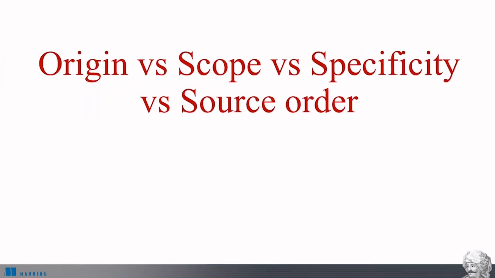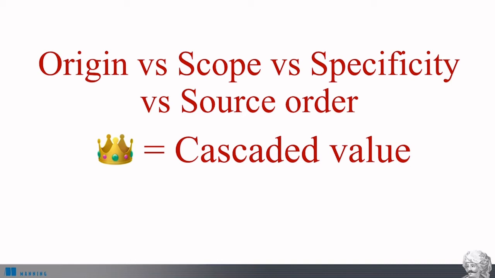We covered quite a lot in this module, so let's summarize a little bit. Origin versus scope versus specificity versus source order, lots of different things to think about, equals the cascaded value. And the cascaded value is the value that renders on your web page.